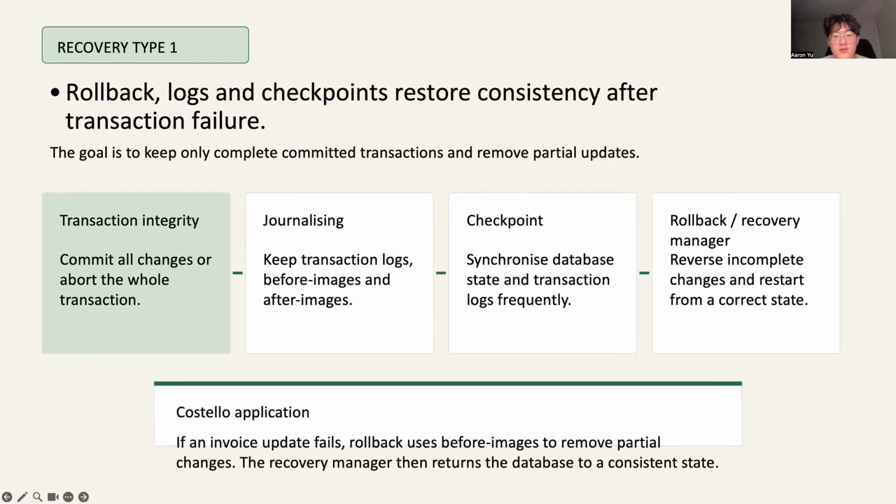system. For transaction failure, Costello should use transaction integrity, journalizing, checkpoints, rollback, and a recovery manager. Transaction integrity means that the related updates should either be committed together or be cancelled. This prevents half-completed transactions from staying in the database. Journalizing keeps transaction logs, including before images and after images. A before image records data before the change, while an after image records data after the change.